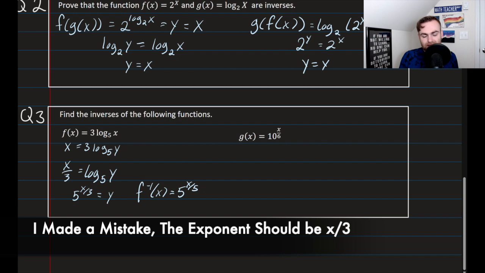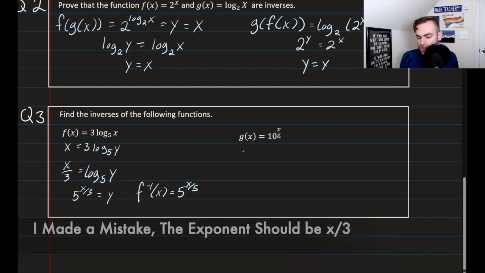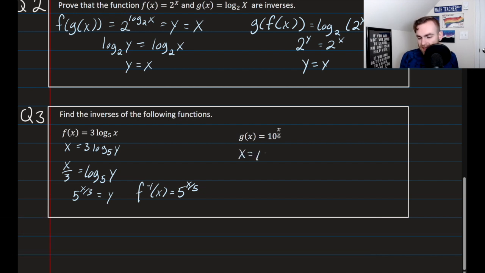Not bad. Same idea for g. We are going to do x is equal to 10 to the power of y divided by 6, which means that we now need to convert this to a logarithm. So this would be the common log of x is equal to y over 6. I would multiply by 6, so 6 times the common log of x is equal to y, which means that g inverse of x is equal to 6 common log x.